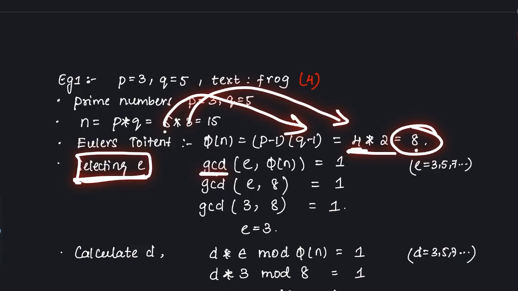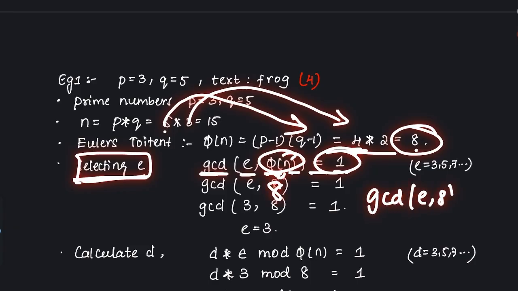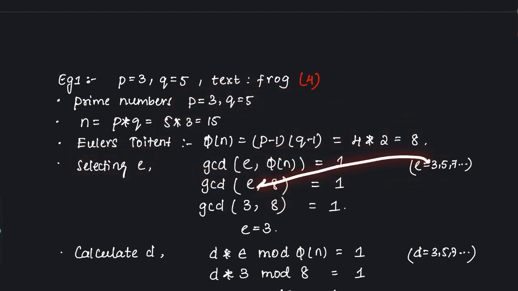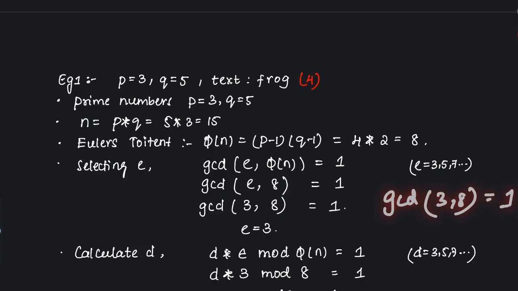Selecting E, GCD of E comma phi of n is equal to 1. So we know phi of n is 8. So GCD of E comma 8 has to be 1. I'll have to substitute values here, trial and error. E is equal to 3 first I'll check, then E is equal to 5, E is equal to 7, and so on. By substituting the values here, if I take GCD of 3 comma 8, I'll get 1. So that's how I get E is equal to 3.